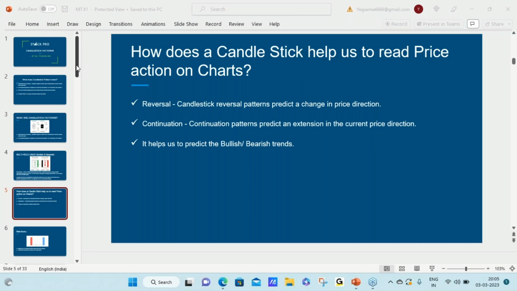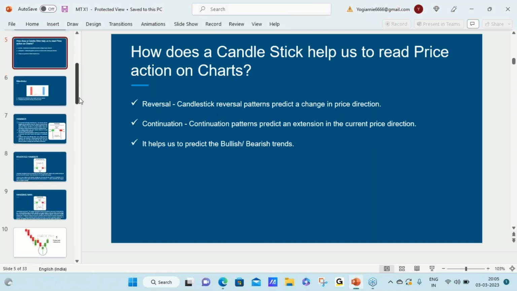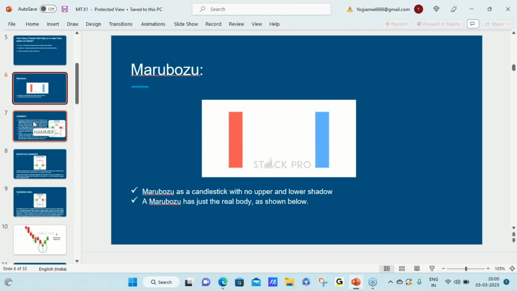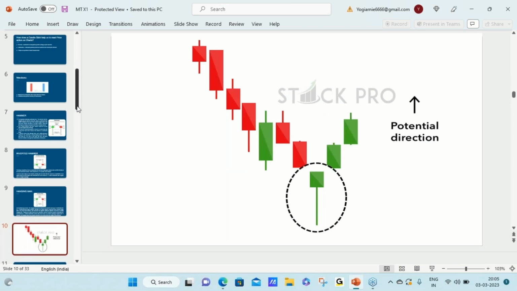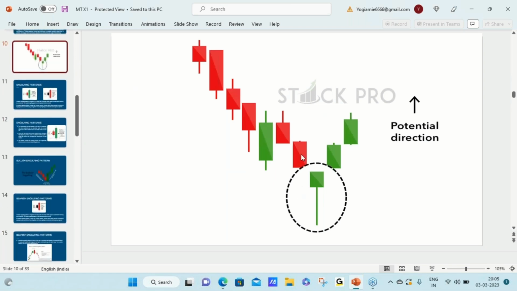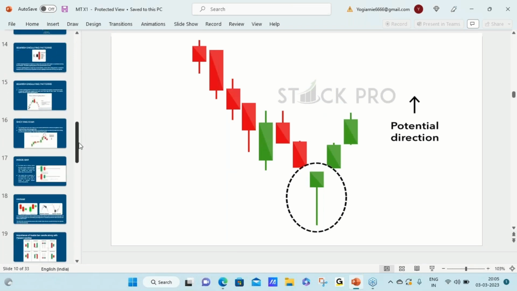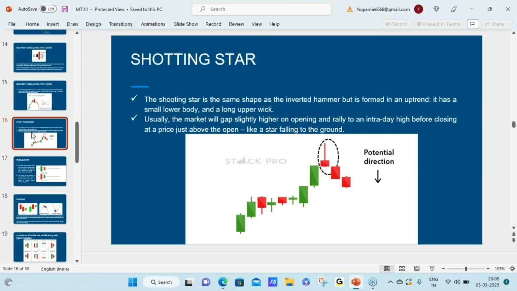Reversal candlestick pattern, continuation pattern, right? So one classic example we have for continuation pattern is Marubozu. It indicates dominance, okay? And for the reversal candlestick pattern, we have bullish hammer. So preceding downtrend, location at the bottom, shape should look like a hammer, and once high is breached, you will go for a buy trade, right?